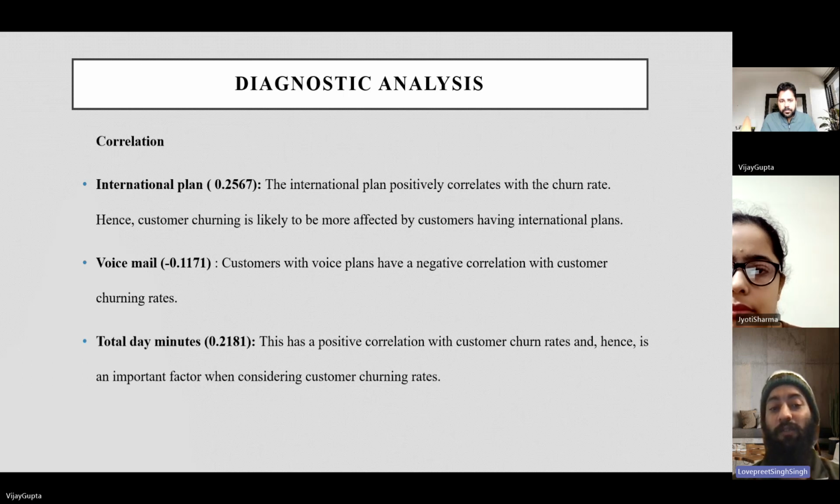And for the voicemail plan, it's negative 0.1171. Customers with the voice plan have a negative correlation with customer churning rates. However, customers using day minutes in their plan have a positive correlation with customer churn rates. Hence, it's an important factor when considering customer churn rates.